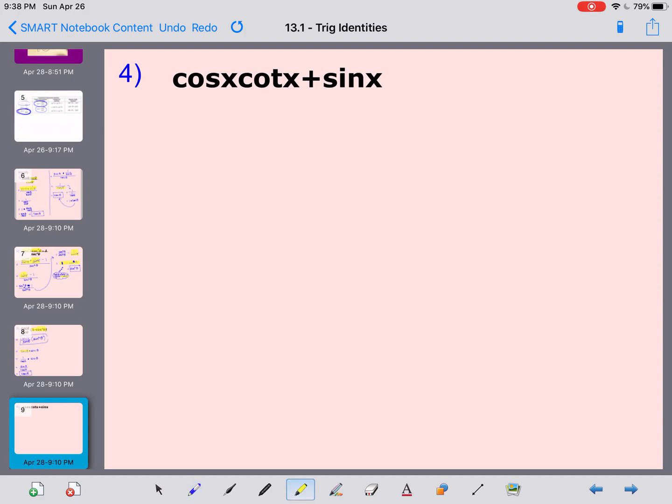So I'm going to change the cotangent theta. Again, a suggestion is try to work with sines and cosines.